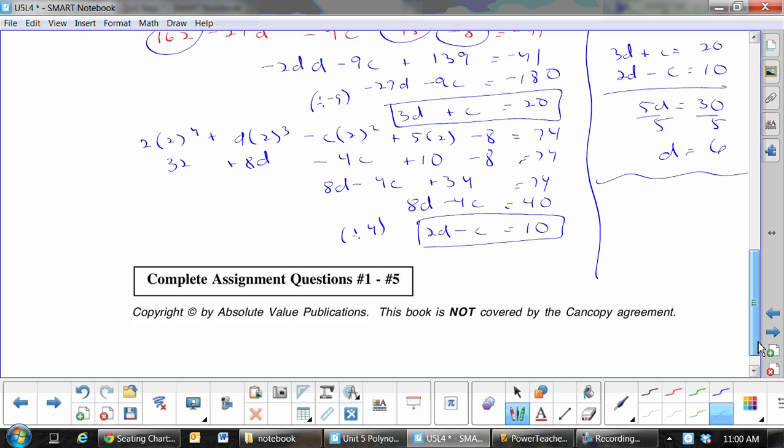Okay, if I got d equals 6, I can plug it into any equation, doesn't matter. Since I did the first one last class, I'm going to mix it up a bit and put in the second one. So 2 times 6 minus c equals 10. I got 12 minus c equals 10. If I subtract 12 from both sides, I'll get negative c equals negative 2, divided by negative 1, c equals 2.